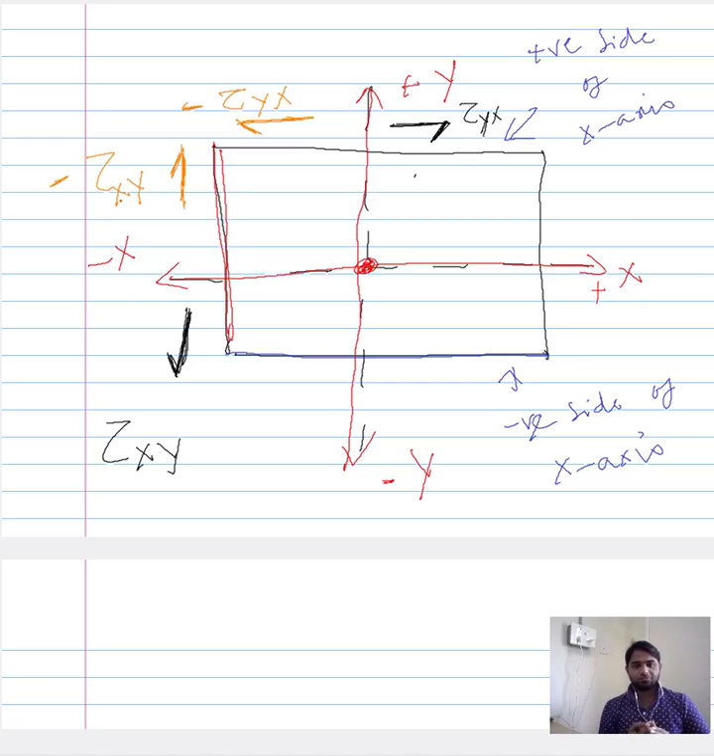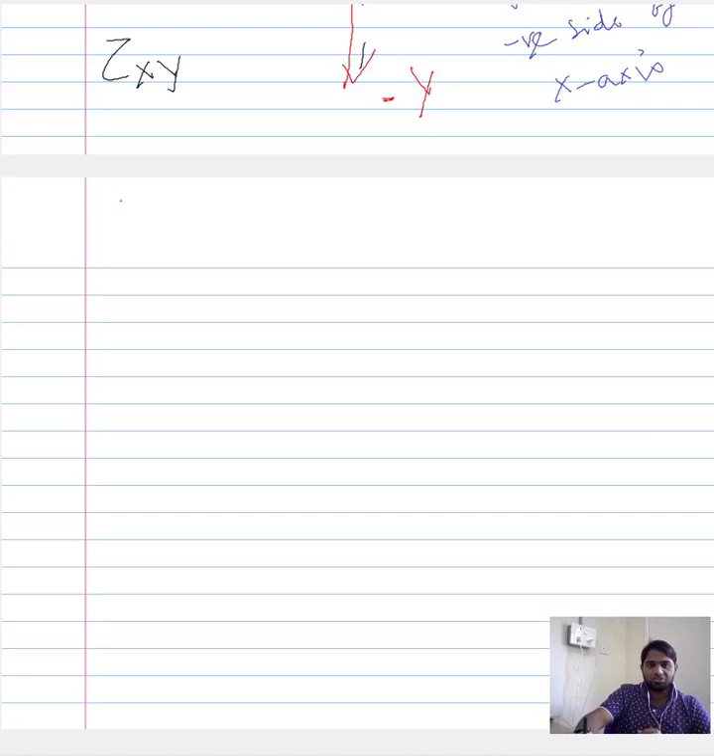So by convention, when your plane and direction are of the same sign, then your shear stress is positive. If you want to write it in simpler terms, when you have a similar sign for your plane and direction, then your shear stress is positive.